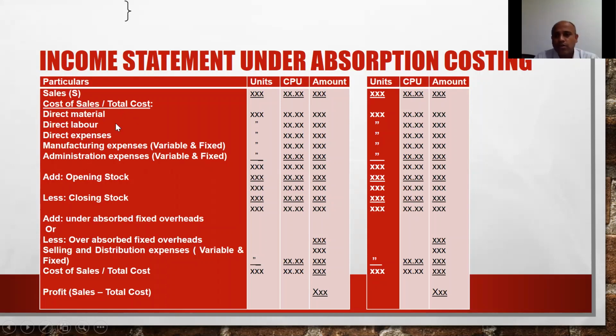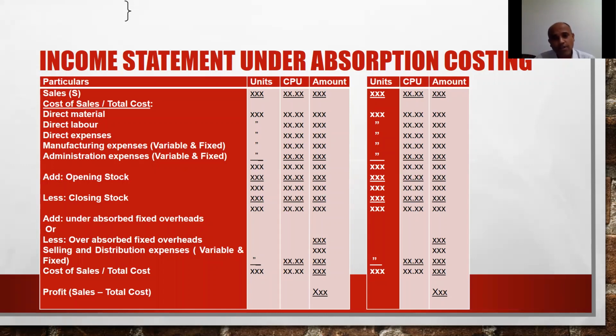The same thing, if you can see here, is how we present it. You can see on your screen the income statement under absorption costing. This is nothing but what you have studied in your cost sheet. The cost sheet is prepared as per absorption costing. Sir, what is absorption costing? Just now I told you what is marginal costing. Then what is absorption costing? Have you seen the word absorb? It is absorbing everything.